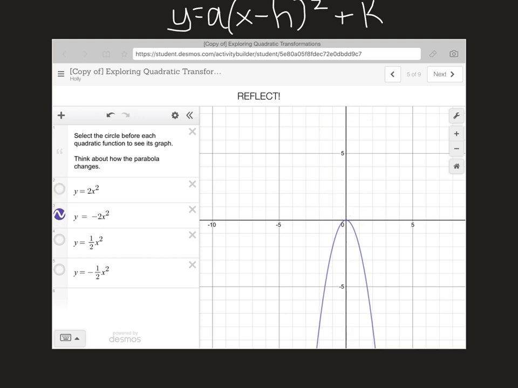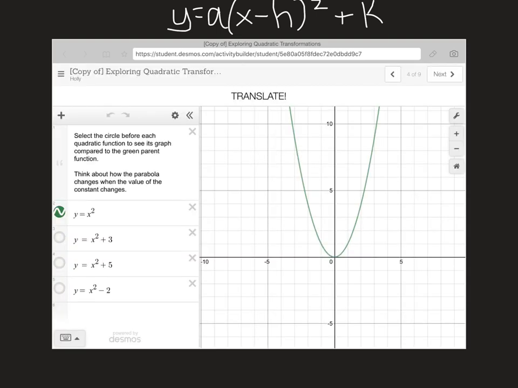So the same thing would be true if it was 1/2 x squared. This would be a vertical compression. It is not moving as quickly as the parent function. If I change it to -1/2 x squared, it's still moving less quickly than the parent function, but it's moving in the opposite direction. So a causes it to vertically stretch if it has an absolute value greater than 1, or vertically compress if the absolute value of a is between 0 and 1, and it will cause it to reflect if a is a negative value.